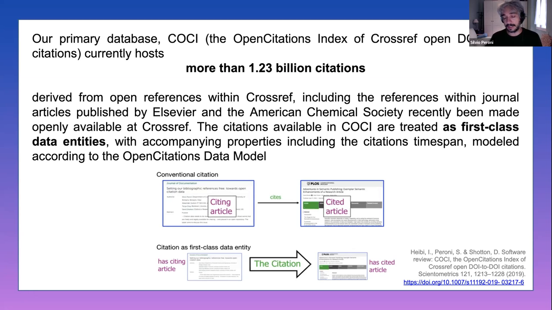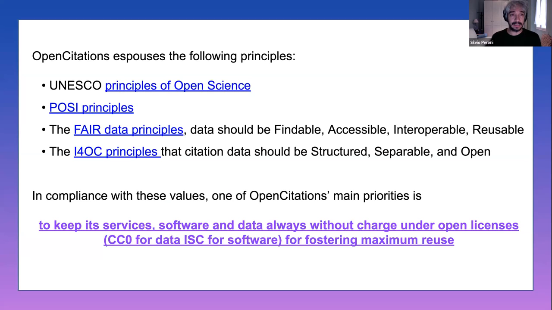So the citation declares what the citing entity is, the cited entity, what the citation creation date is, and what the time span is between the publication dates of the citing and cited entities. We strictly follow several principles and guidelines related to open science, in particular the UNESCO principles of open science, the principles of open scholarly infrastructures, as we are an open scholarly infrastructure, the FAIR principles, where data should be findable, accessible, interoperable, and reusable, and the Initiative for Open Citations, I4OC, principles, where citation data should be structured, separable, and open.